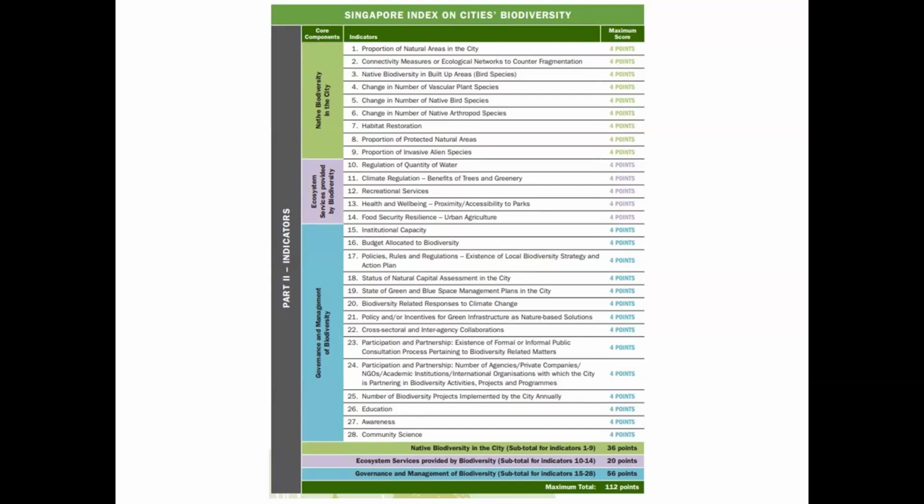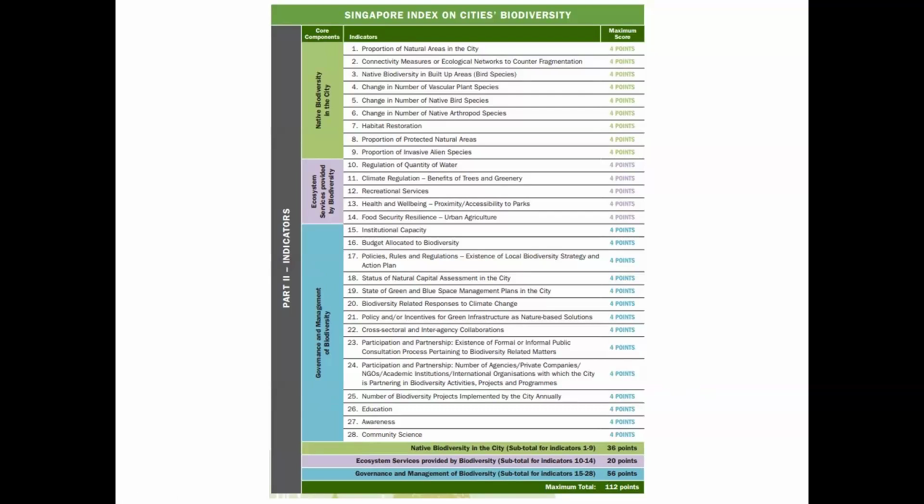You can see that it measures quite comprehensively not just the diversity of species, but even the proportion of protected natural areas and the proportion of invasive species. If you look at this purple portion, it covers ecosystem services: regulation of water quantity, recreational services, health and well-being. For each of these indicators, there is a detailing of how to measure it. And then it also looks at governance and management of biodiversity. From 15 to 28, 13 indicators are based on how you manage that diversity, which is also really good. 56 maximum points are given for that management of biodiversity. So this is a very good index, and every city should do it.